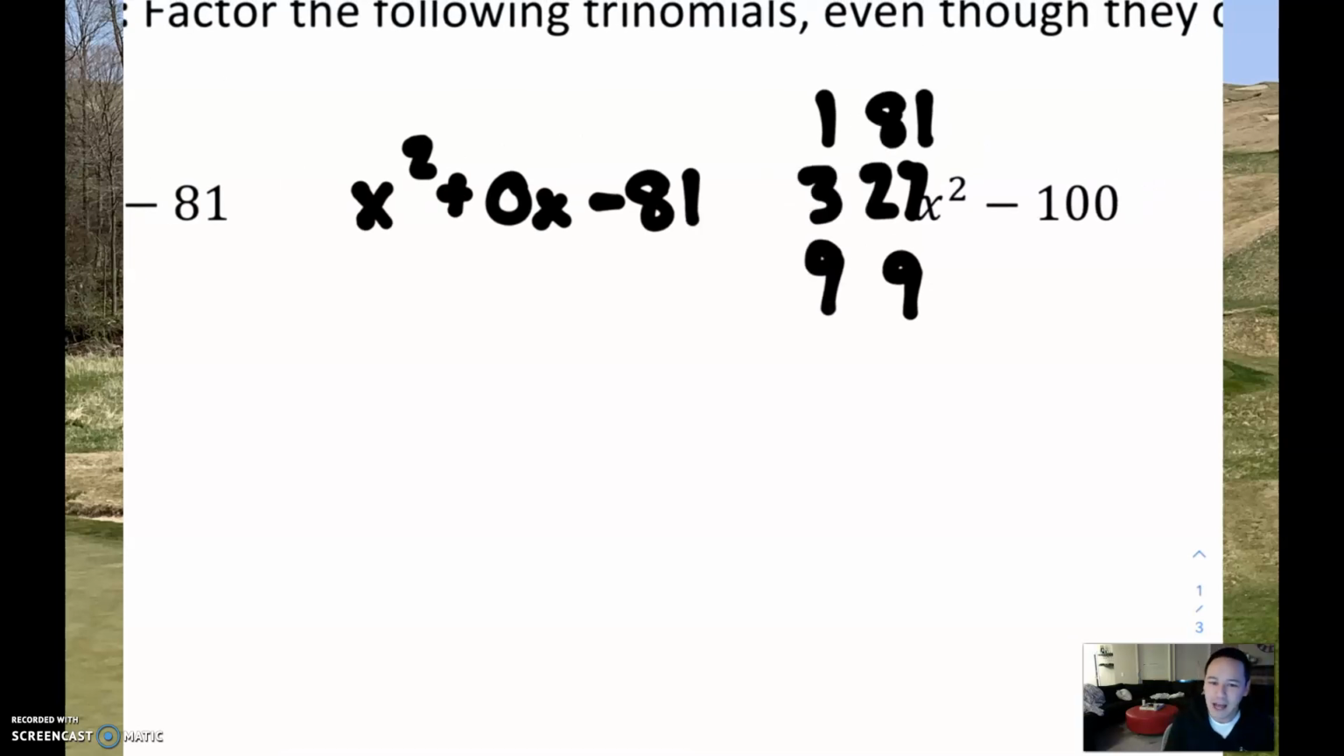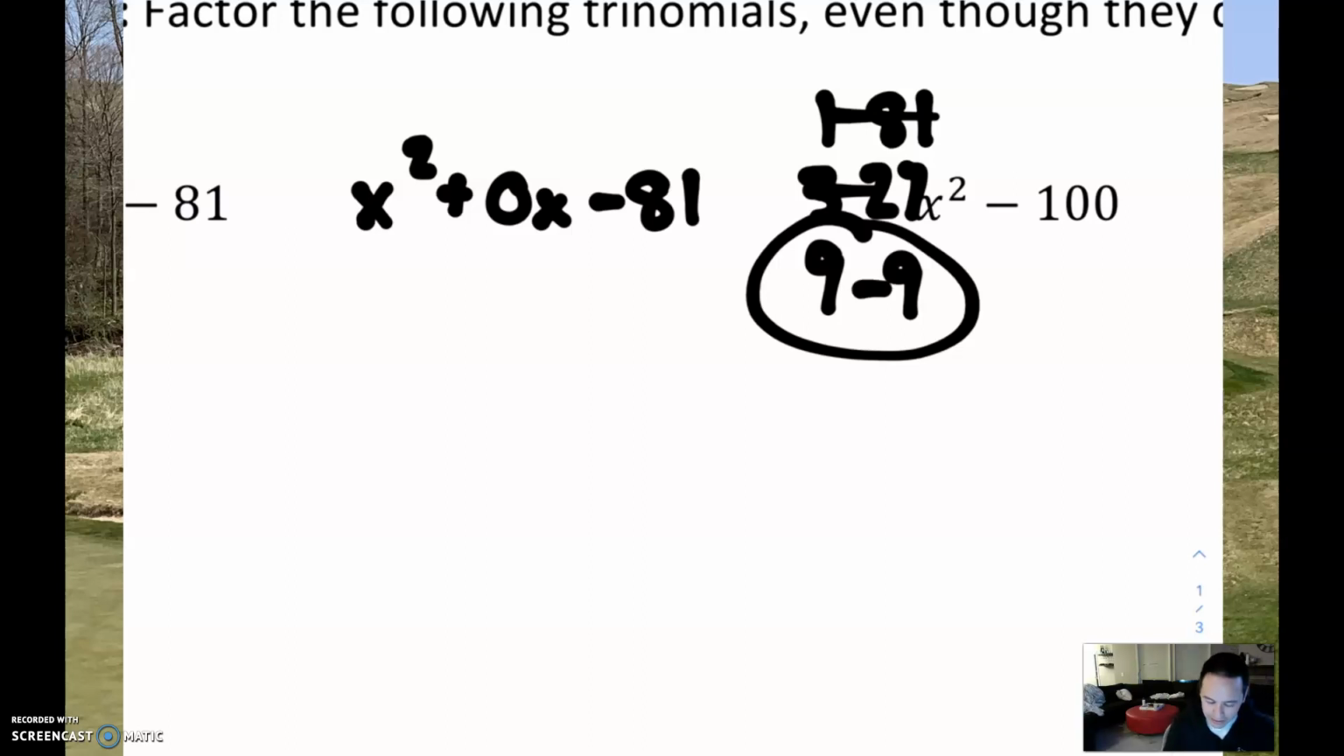And I have to find the combination that somehow adds or subtracts to a 0. So if I look at 1 and 81, that won't do it. 3 and 27, that won't do it. 9 and 9, this one could be the one. But the problem is, if I add 9 plus 9, we get 18. That won't work. So I'm going to make one of them negative. Doesn't matter which one. I'll make the second one negative.